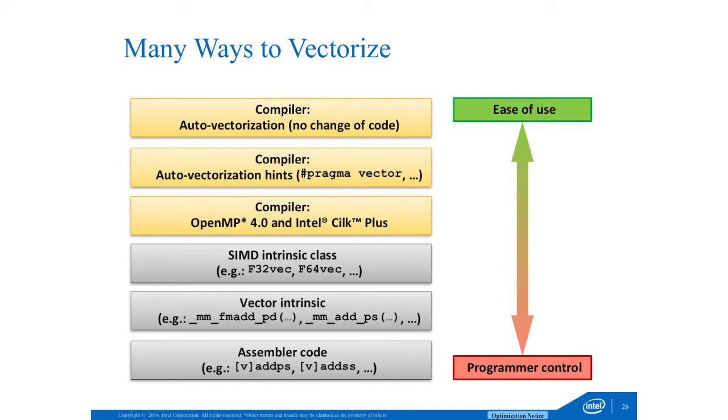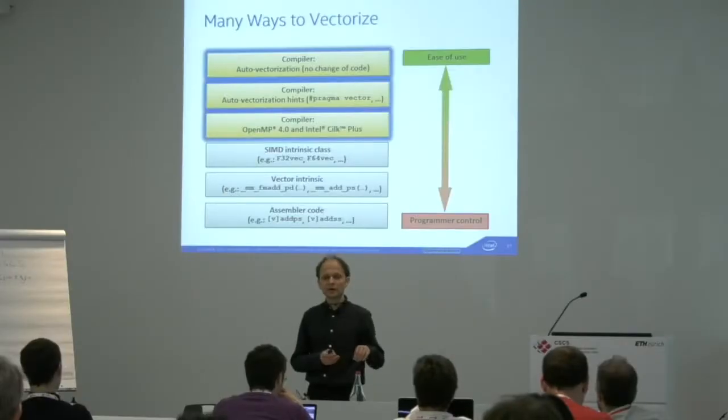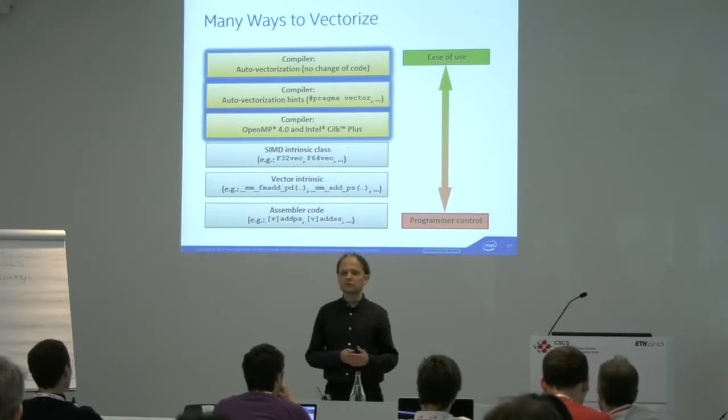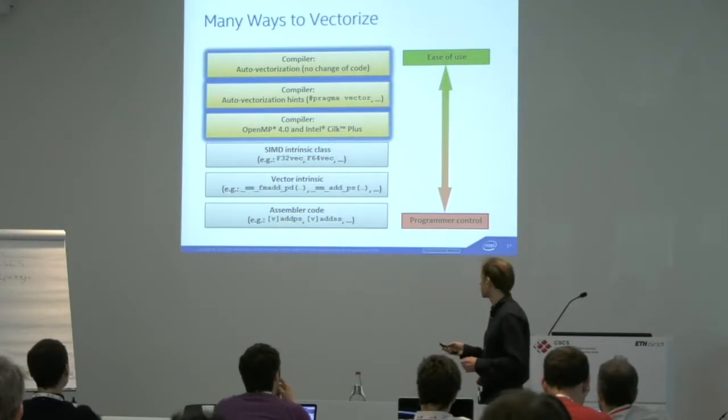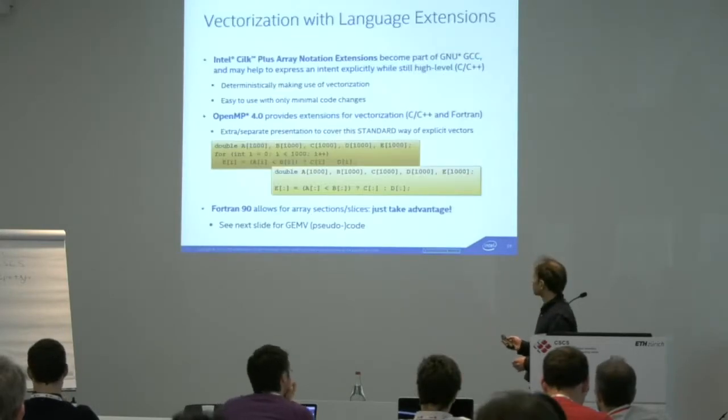And SIMDization or vectorization with OpenMP 4 and beyond already works in GCC. So you have flags that you can apply at the GCC command line that enable the SIMD constructs and hopefully give you vectorized algorithms.